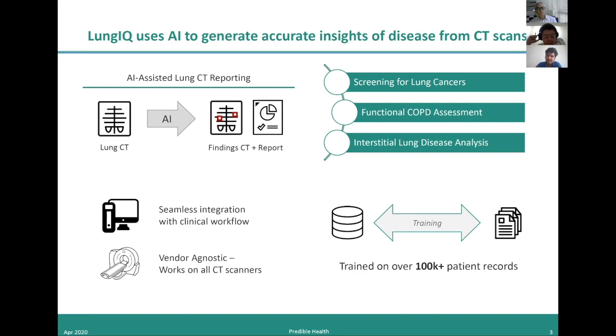What our AI does is provide accurate quantitative reports for each of these different conditions to the radiologist by seamlessly integrating with the radiologist workflow. It integrates across different CT scanners and across different IT systems. And it's been built on about 100,000 patient records that we've accumulated from multiple hospitals across India.